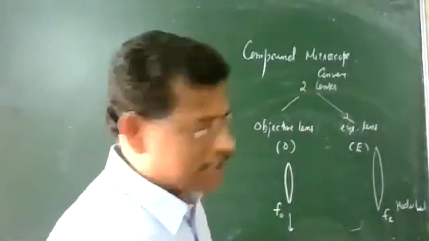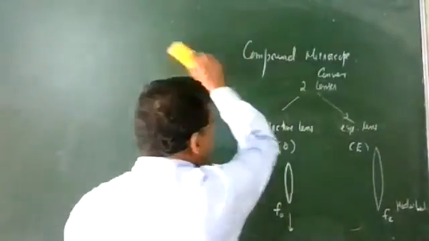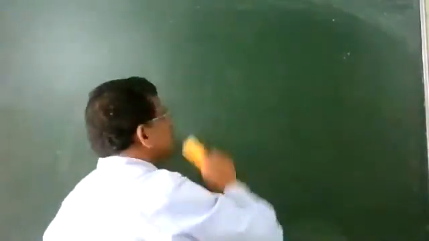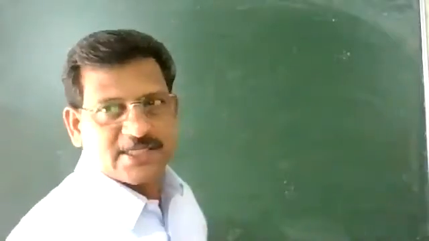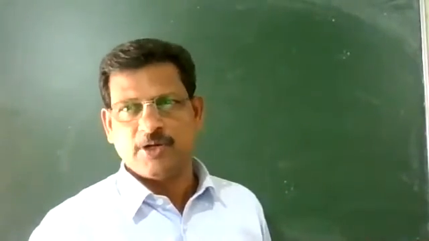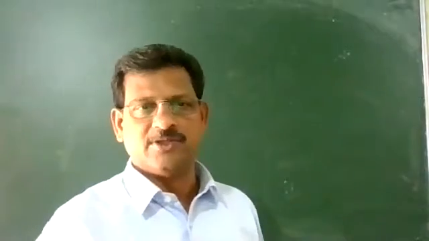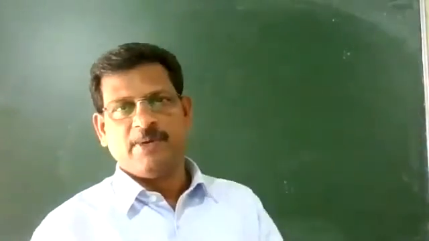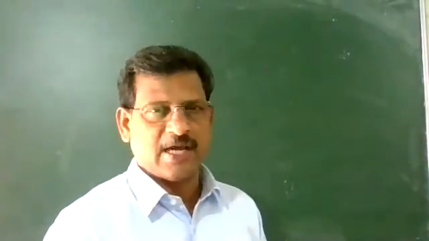So we are going to see the construction of the objective lens and eye lens. The objective lens has a small size and a very small focal length. That is a very important point you have to remember. The eye lens is comparatively bigger than the objective lens and has a moderate focal length.